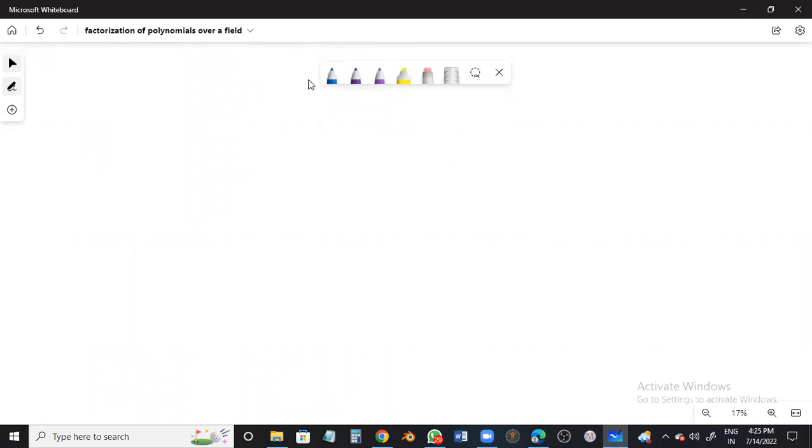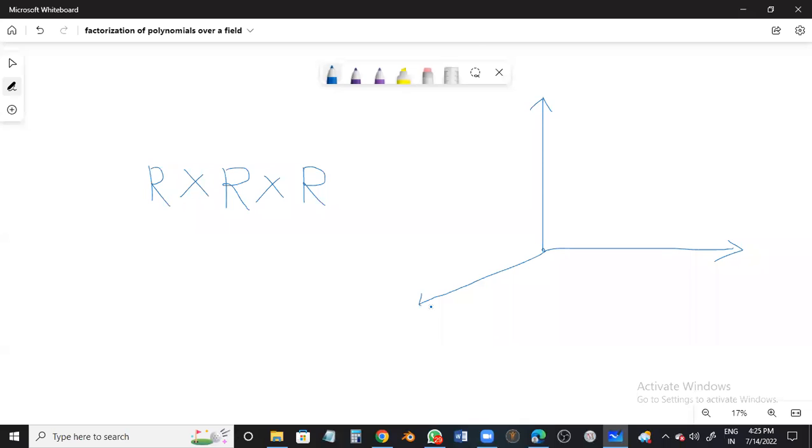I continue. So suppose we have R cross R cross R, I mean R cube. So I have X, Y, Z coordinates. This is the Z axis, the Y axis I have drawn now. And let us now draw the X axis from this point. So what you observe? Any point you handle has three coordinates, A, B, C, suppose.